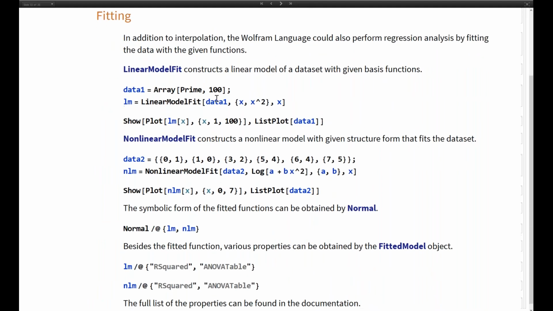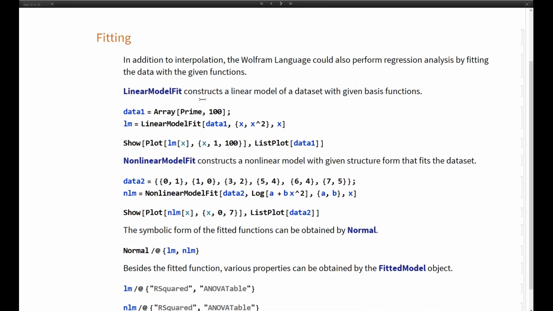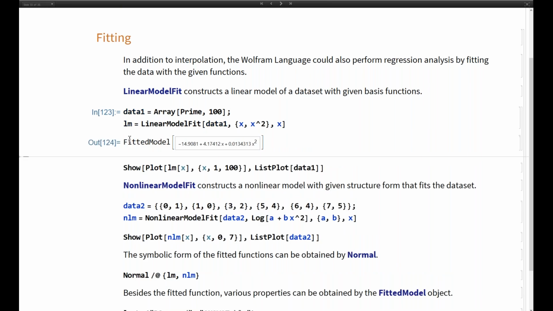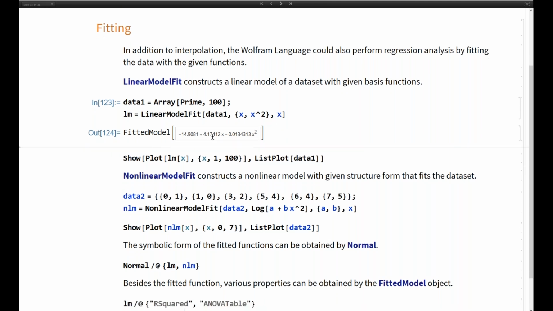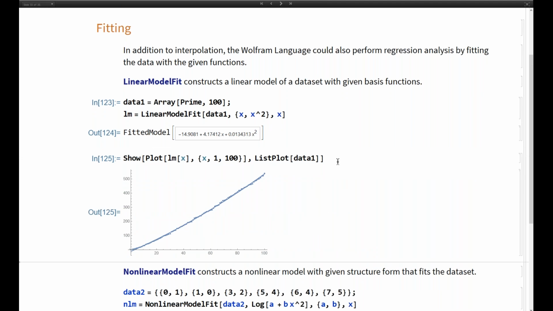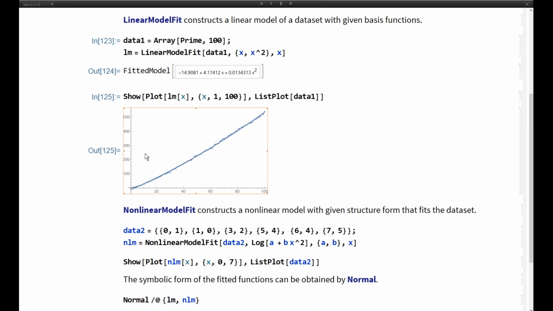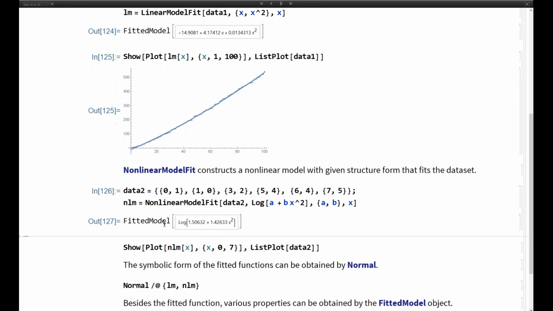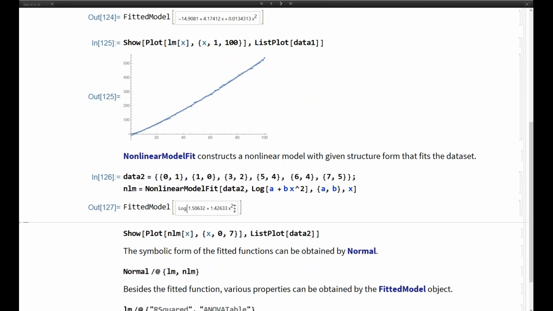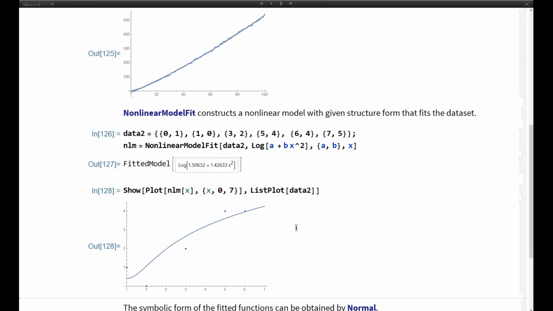Fitting is also handled in a similarly simple manner, in which case providing a set of data and asking for a linear model fit provides me a particular fitted model for that set of prime numbers requested, which can quite easily be plotted. Non-linear model fit can then find the alternative in case that system is not necessarily linear, in which case you can see that the fitted model in this case provides me a logarithmic expression. And again, plotting that is fairly simple.